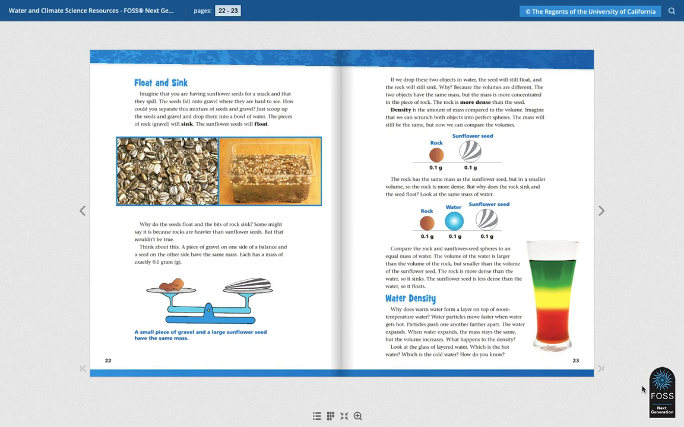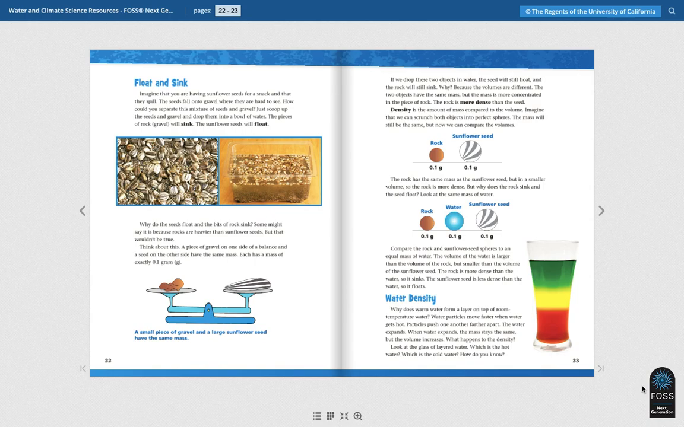Water density. Why does warm water form a layer on top of room temperature water? Water particles move faster when water gets hot. Particles push one another farther apart. The water expands. When water expands, the mass stays the same, but the volume increases. So what happens to the density?